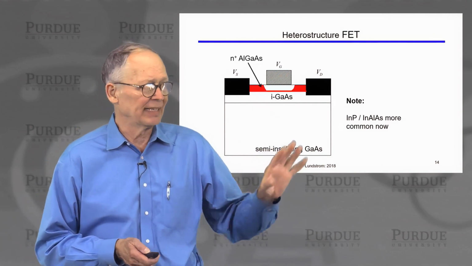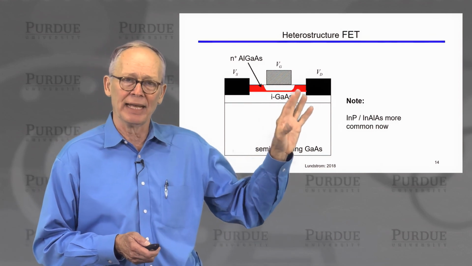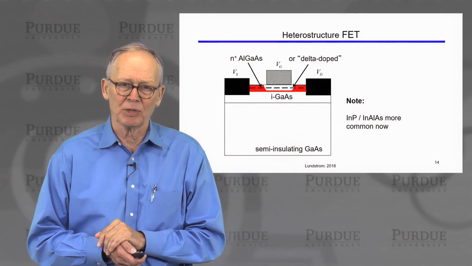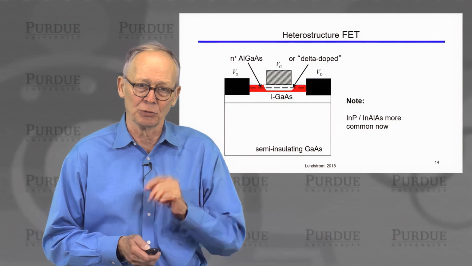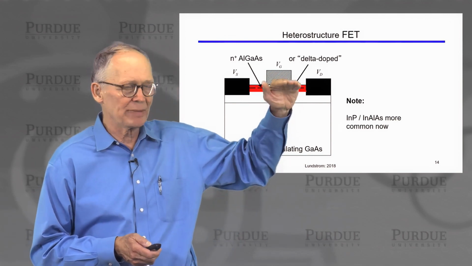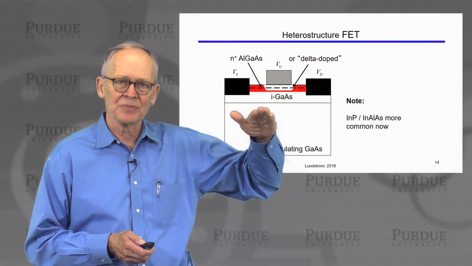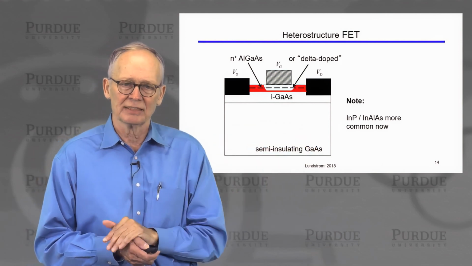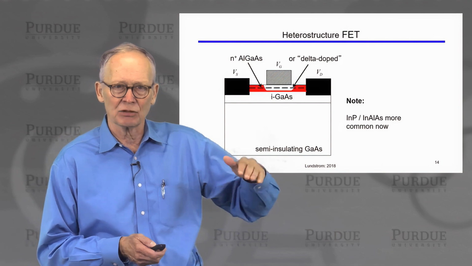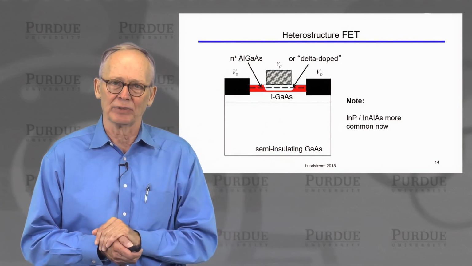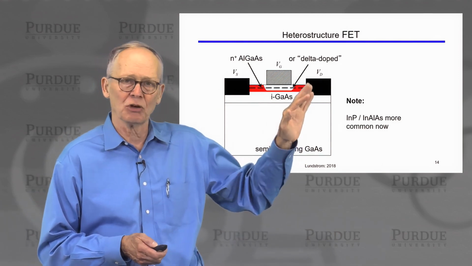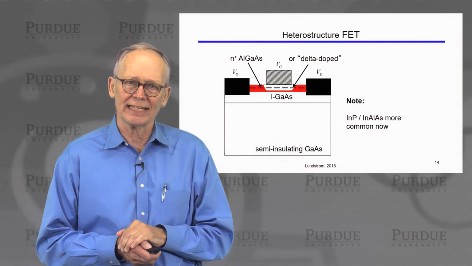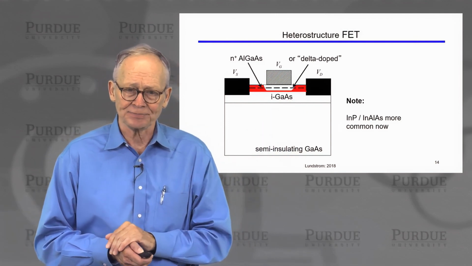More commonly these days, instead of doping that wide bandgap layer, frequently what people will do is something called delta doping. You'll have an undoped wide bandgap layer. You'll stop and add one atomic plane of dopants. This is called delta doping, and then you'll continue the undoped wide bandgap layer. So the dopants are all located in one plane that is set back a little bit from the interface.